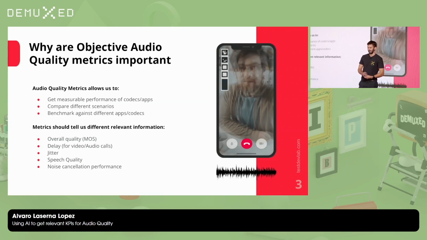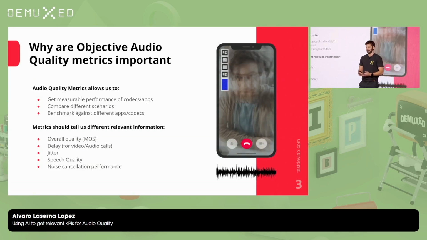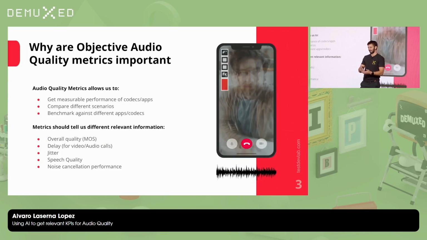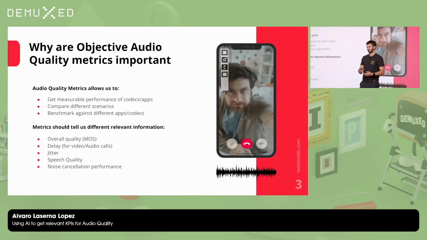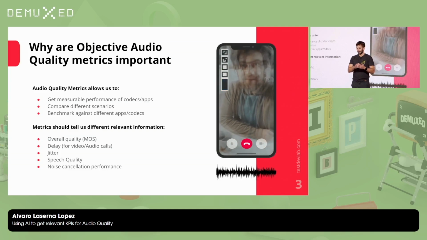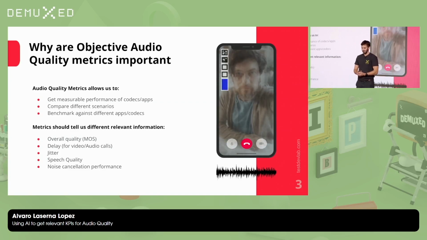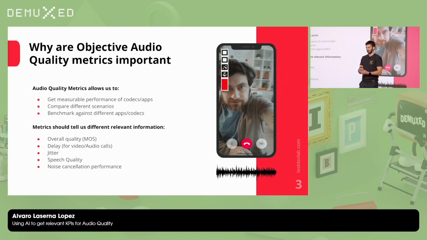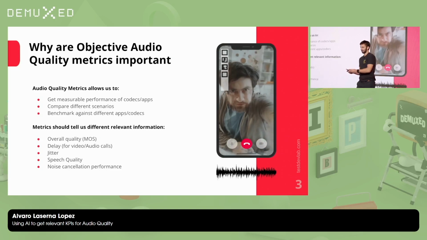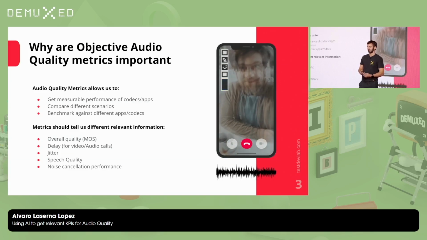The different relevant information you can get is overall quality, MOS. It's the 5 stars that you get after a call, when you're asked how the call was, and you say 3 stars or 1 star because you couldn't hear anything. We can get that from objective algorithms, objective metrics that you test again and again, and you get the same result if it's the same quality. Then you can also get audio delay, jitter, speech quality, and noise cancellation performance. But of course, some metrics work well for some specific applications and some work better for others, and I'm going to talk about those as well.